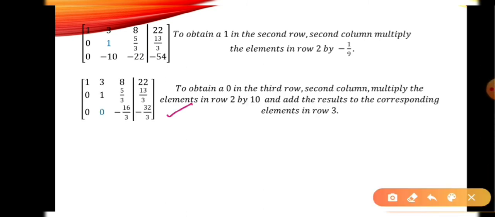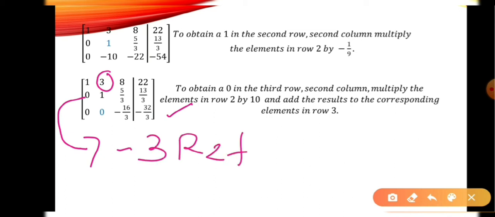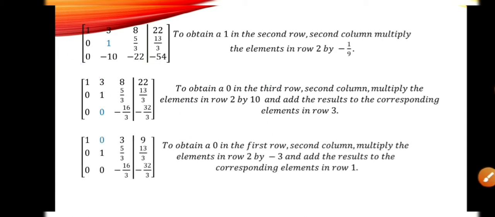Next is make this 3 into 0. How? So we have to multiply the second row by negative 3 plus row 1. Okay. So negative 3 times 0 is 0 plus 1 is still 1. Negative 3 times 1 is negative 3 plus 3 is 0. Or this one.